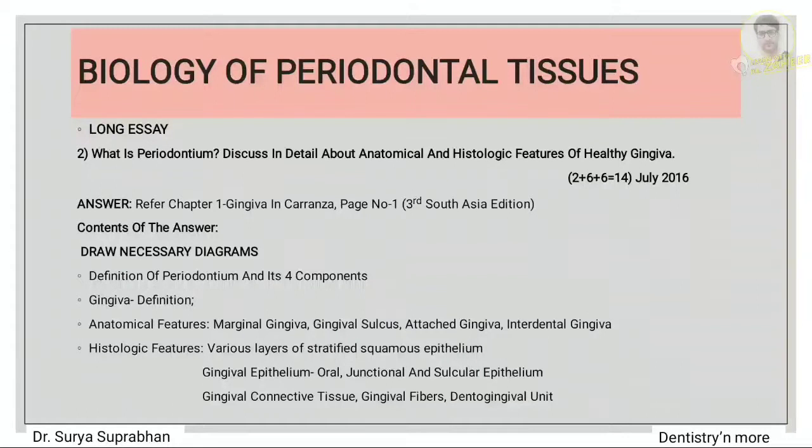layers of the stratified squamous epithelium, then you have to mention about the gingival epithelium. And under gingival epithelium, add a note on oral epithelium, junction epithelium and sulcular epithelium. And after that, write about the gingival connective tissue, then about the gingival fibers, and also mention about the dentogingival unit.